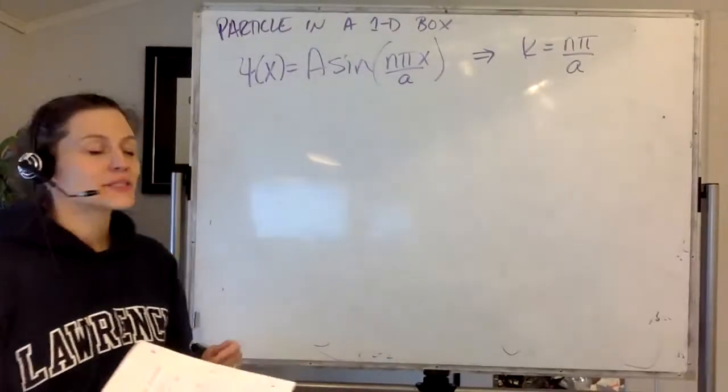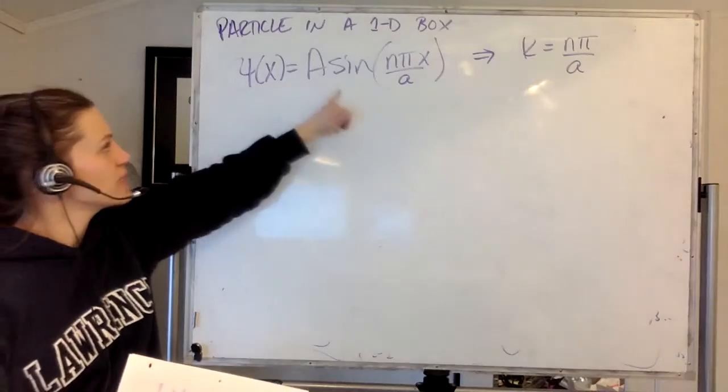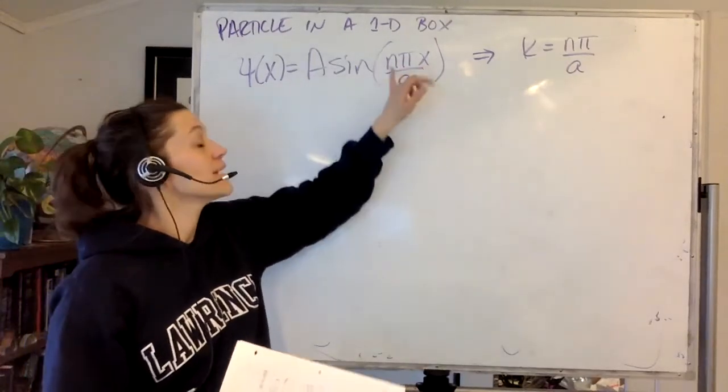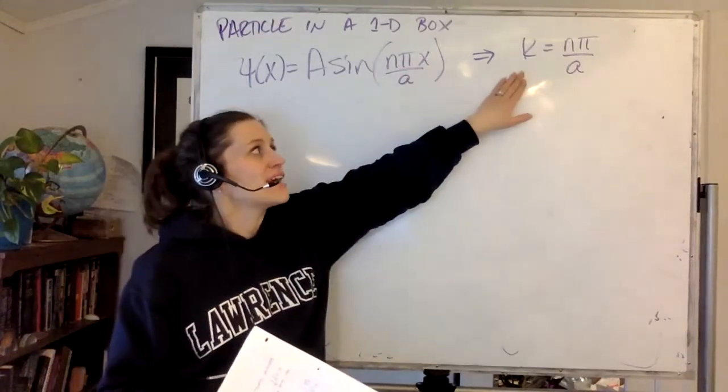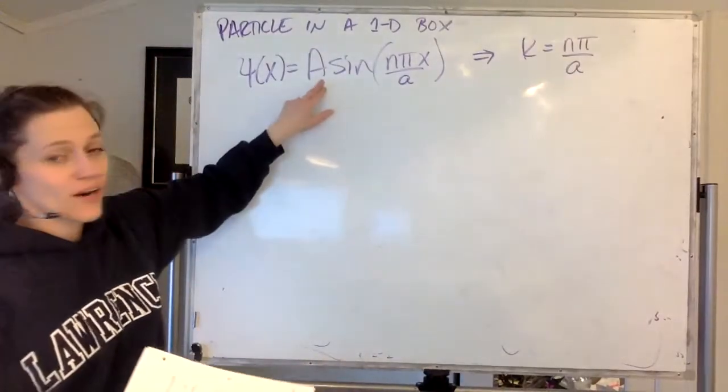Go team. Okay, so this is part 2 of particle in a box. What we're going to do now is we've got psi of x is equal to A sine(n pi x over a), where k is n pi over a, and we found that from the boundary conditions. What we're going to do now is figure out what this A is.